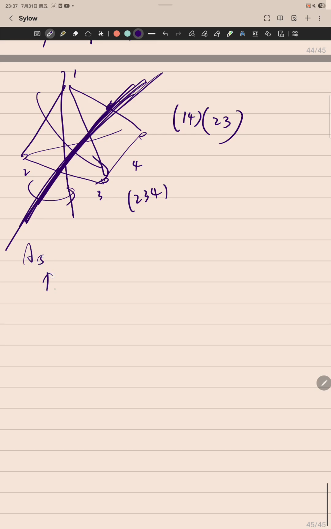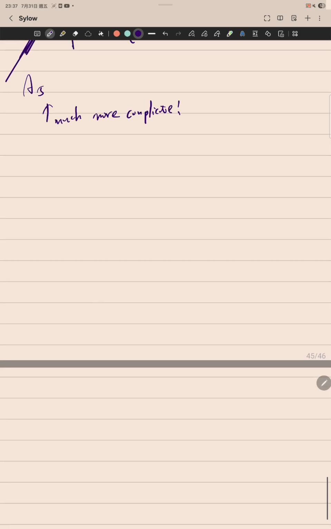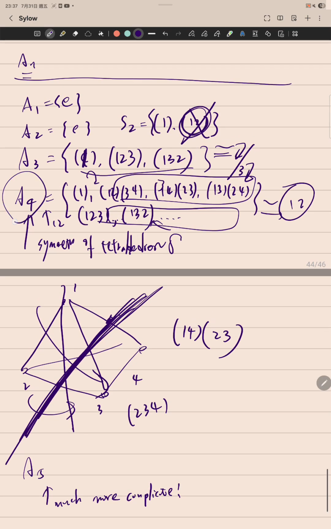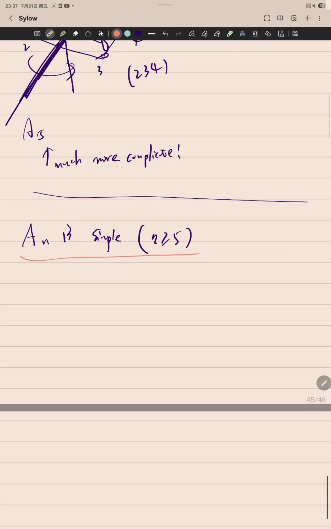And A5 is much more complicated. The non-trivial fact that textbooks usually try to prove is very complicated: the statement is that A_n is simple for n greater or equal to 5. Obviously A4 is not simple, because as we proved, A4 has a normal subgroup of order 4. So A4 is not simple, but A5 is simple, and indeed A_n for n greater or equal to 5 is simple.